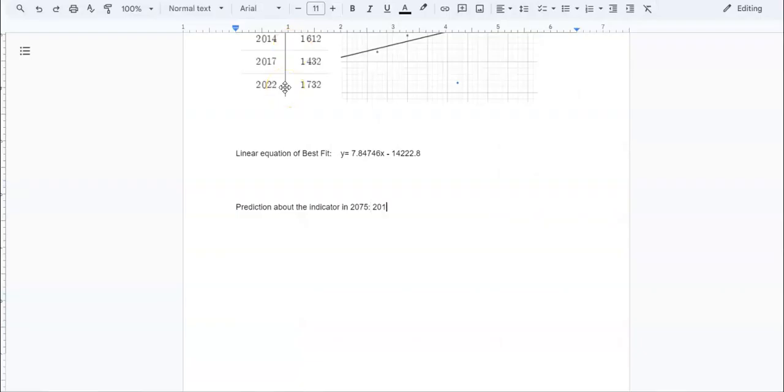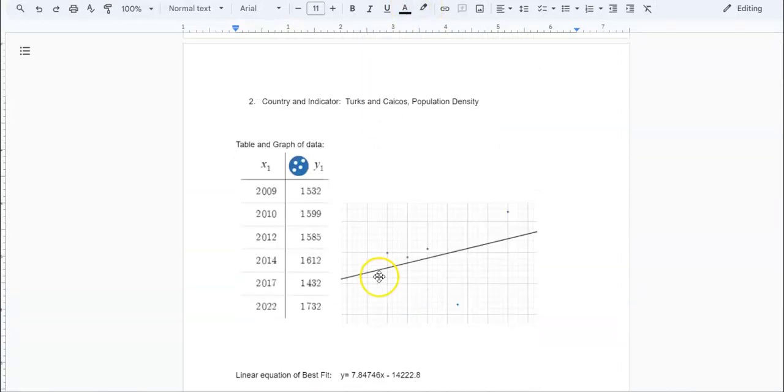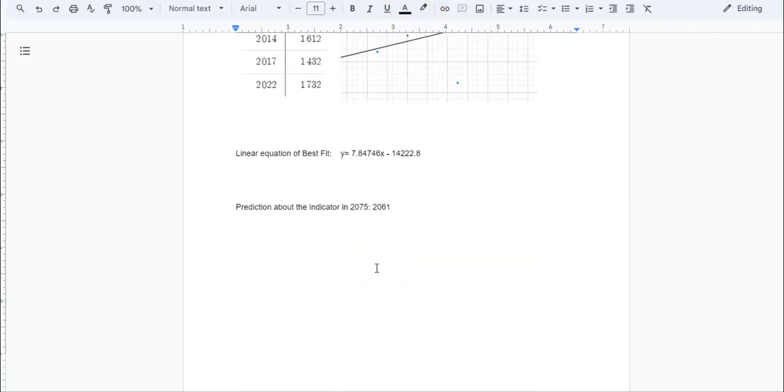So that means 2061. Now I'd write a complete sentence of what that means. Well, that means that the predicted population density in Turks and Caicos will be 2061 people per square mile in the year 2075. That's one way to write it.